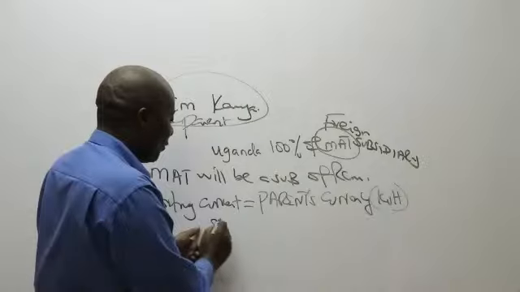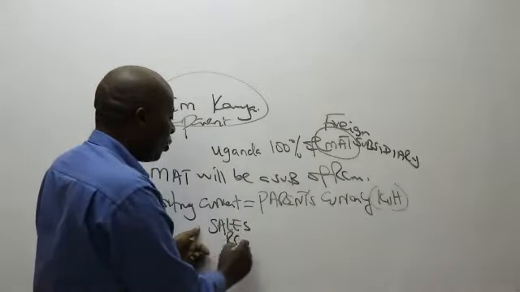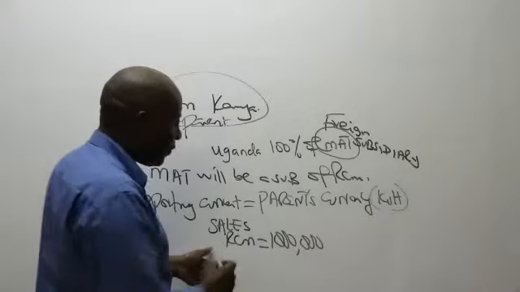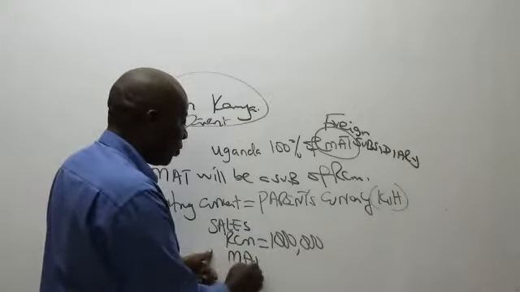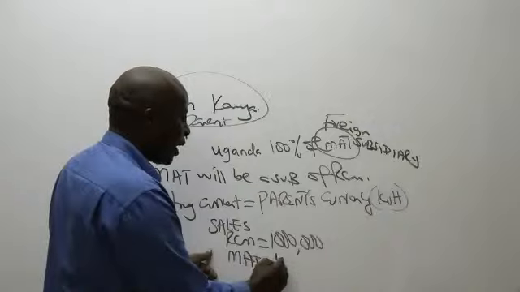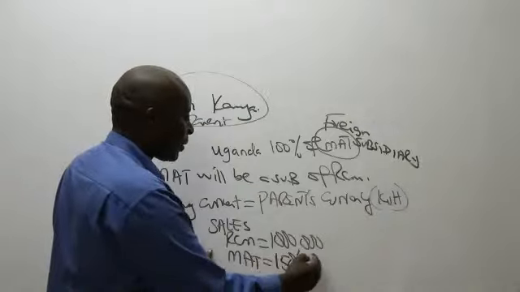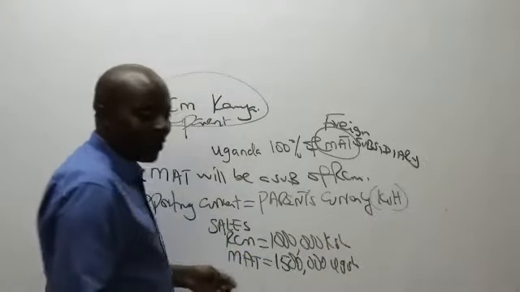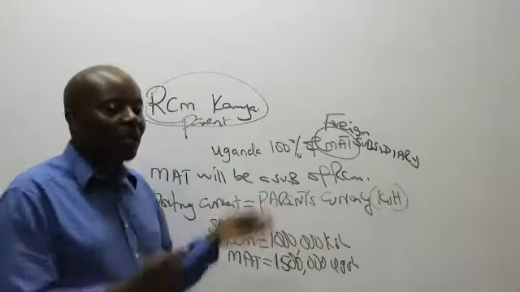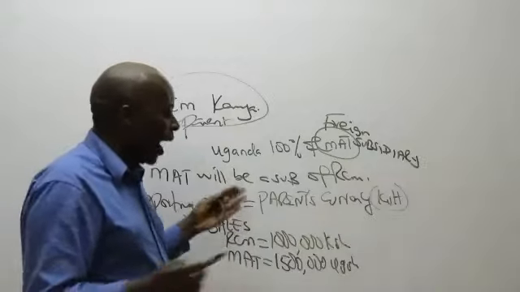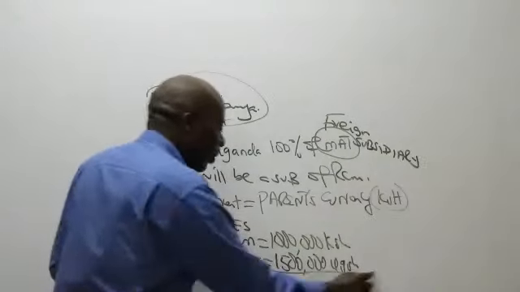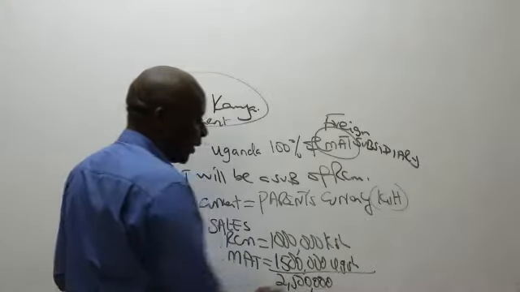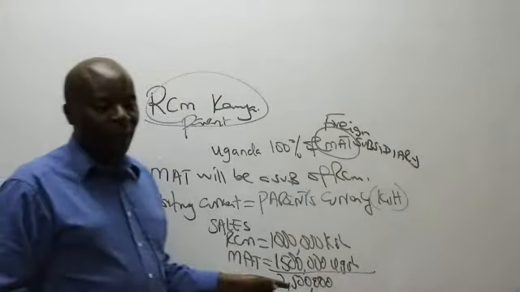So for example, if sales of RCM is 1 million, and then we have sales of MAT in Uganda is 1.5 million. These are Uganda shillings. These are Kenya shillings. There is a day a student made me very happy. He said consolidation is adding. So he adds these together and gets 2.5 million. What will you tell such a student?